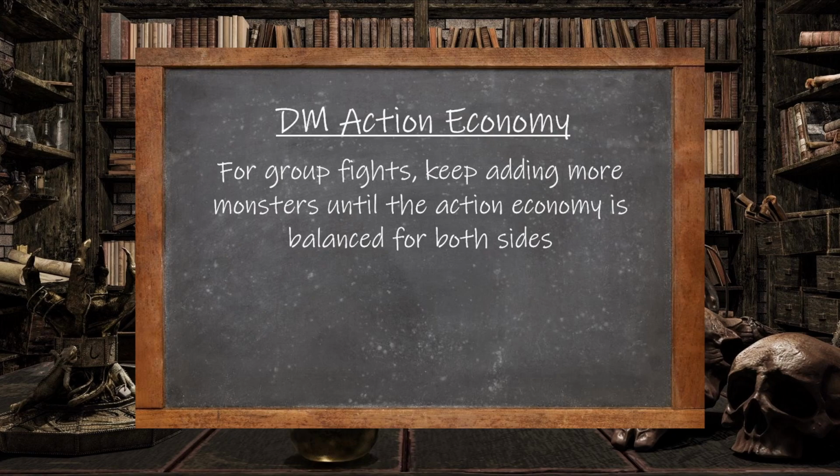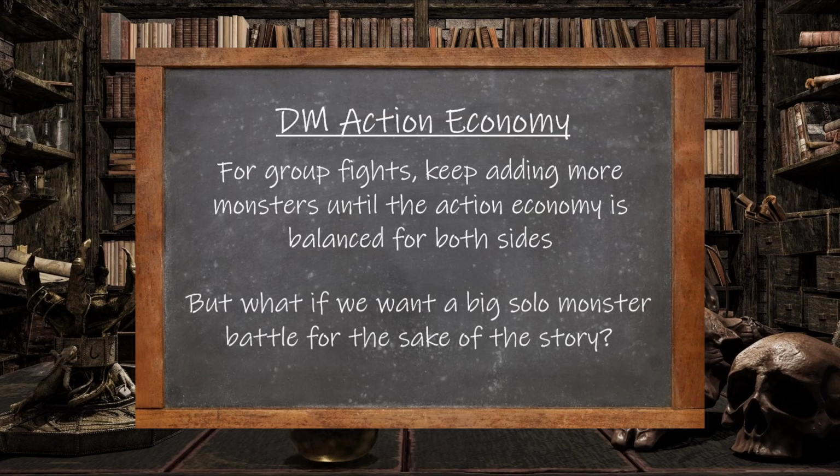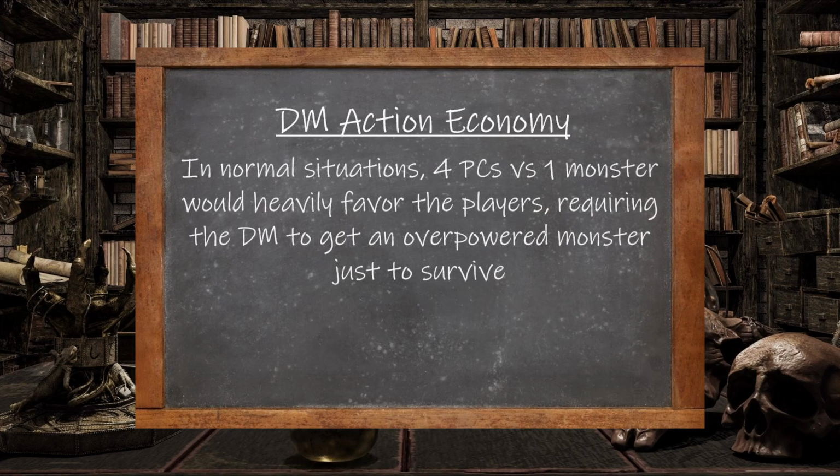So when it comes to group fights, we can just keep adding more monsters until we think the fight might be balanced. But what if we want our players to be in a big all versus one battle for the sake of the story? Maybe we want our campaign to end in a climactic boss battle, or we want the big bad evil guy to show just how powerful they are by taking on the party with none of their minions. Normally, since it would be multiple party members versus one monster, the party would easily be able to overpower monsters of equal power rating due to the action economy being imbalanced, which normally forces DMs to grab monsters that are way more powerful than the party just to stand a chance against them.